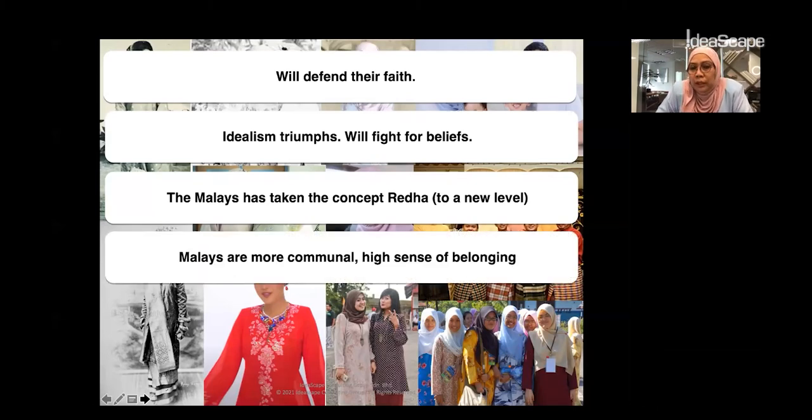Malays are also very communal. There is a high sense of belonging. We celebrate and appreciate, we live by social herding. It's almost a sin to stand out and be different from everyone else, because if you are different, that's not what you should be.